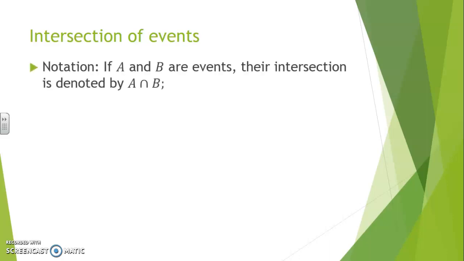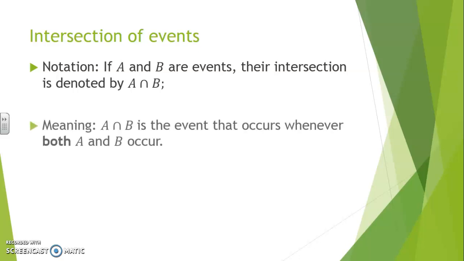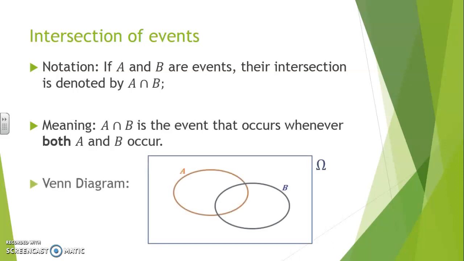Intersection of events. So if A and B are events, then their intersection is denoted by A intersection B. The upside down U is the symbol for intersection. The intersection of A and B is the event that occurs when both A and B are observed. In a Venn diagram, you can visualize A and B as being individual events that are contained in the sample space. The intersection of A with B is the area that is contained at the intersection of the two events, so where they overlap.